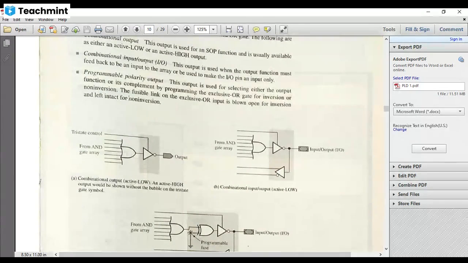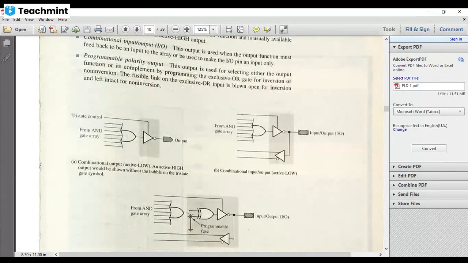Okay. Then the third type is the programmable polarity output. Now, as a programmable polarity output, see what the things are there. Now in place of the combinational IO, only one XOR gate is to be added in between the fixed OR array and the tri-state buffer. One XOR gate is to be added. So due to that, what happened is that it is a programmable polarity output.